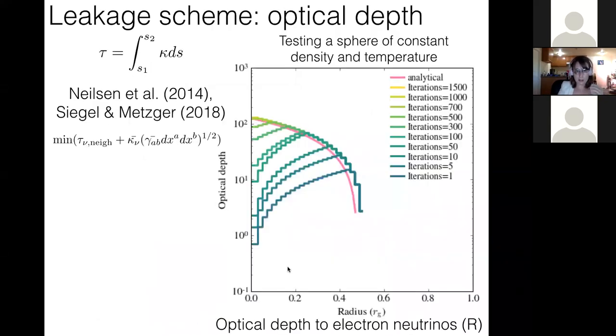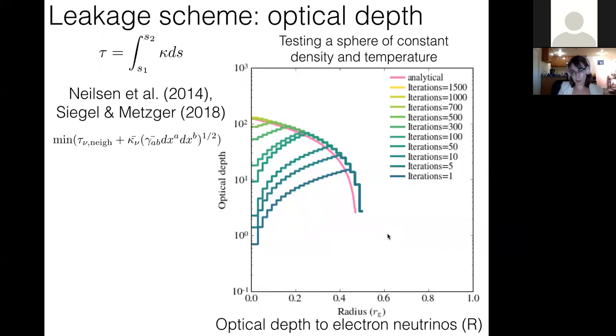So in this plot right here, I'm showing the importance of how many iterations you do. So the pink, this is the optical depth as a function of radius. This is the optical depth to neutrinos nu e. And this is also for the emission rate, because we actually need to calculate 12 optical depths, 2 per neutrino species, because we have the heating and the emission optical depth. So we have 3 neutrinos, 3 antineutrinos, 2 times per neutrino, so 12 optical depths. So I'm just showing one.